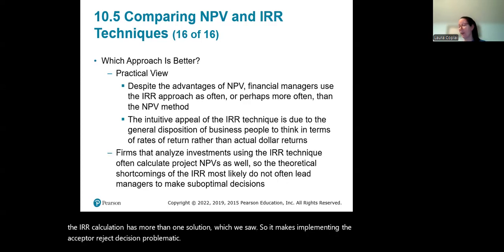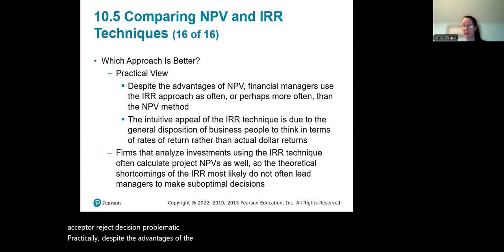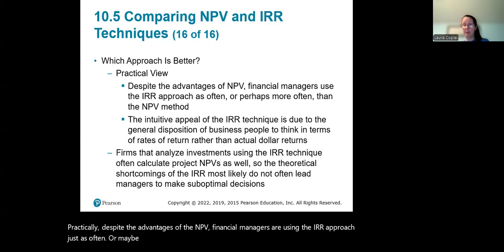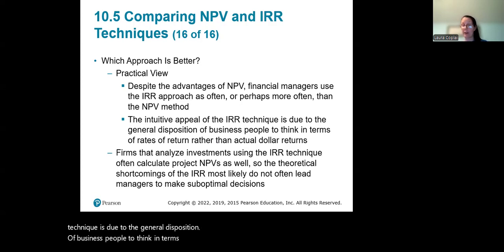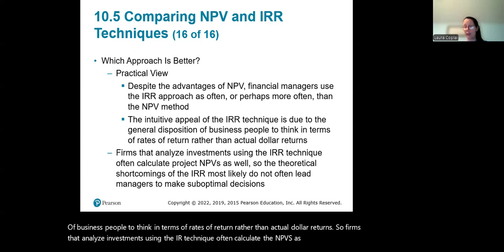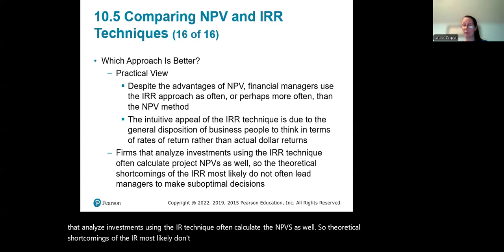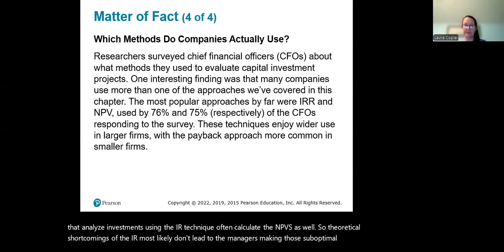Practically, despite the advantages of the NPV, financial managers are using the IRR approach just as often, or maybe even more than the NPV method. The intuitive appeal of the IRR technique is due to the general disposition of business people to think in terms of rates of return rather than actual dollar returns. So firms that analyze investments using the IRR technique often calculate the NPVs as well. So theoretical shortcomings of the IRR most likely don't lead to managers making those suboptimal decisions.